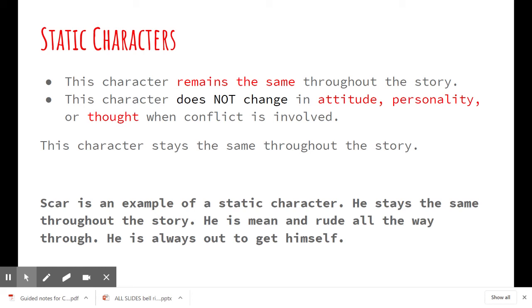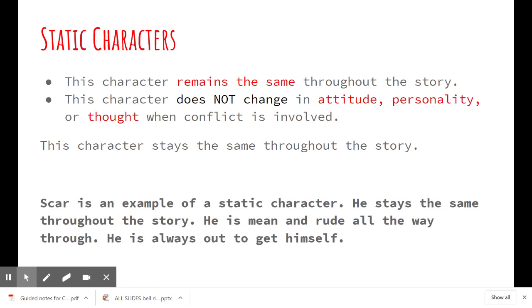So in Lion King, Scar would be an example of a static character. He stays the same throughout the story. He's mean and rude all the way through. At the end, when he tries to act like he's changed, it's only because he's trying to get the hyenas on his side again after they realize he was kind of a jerk.